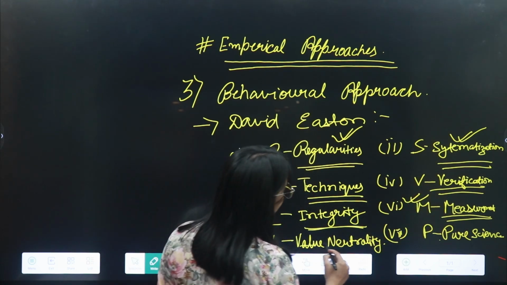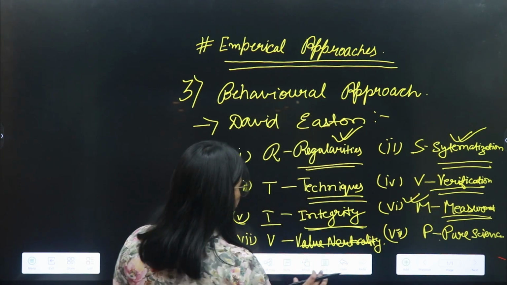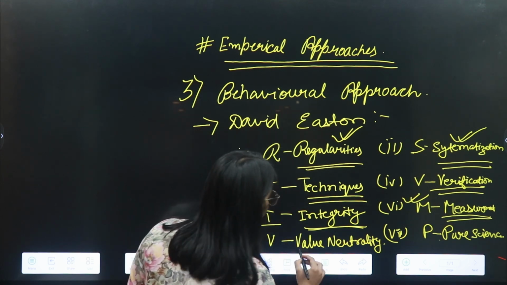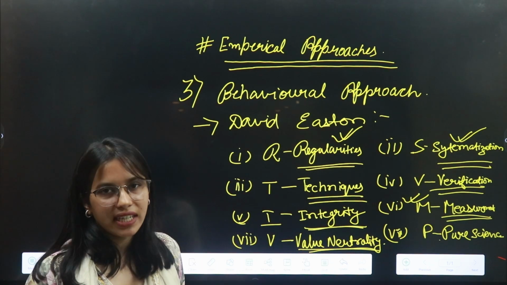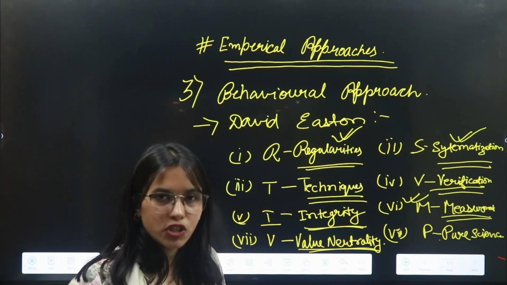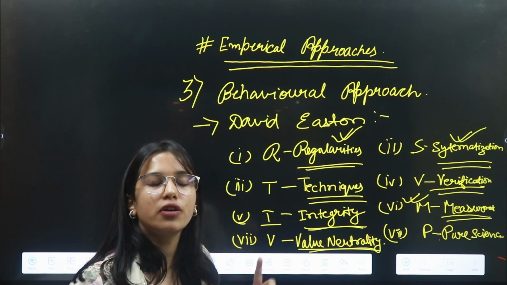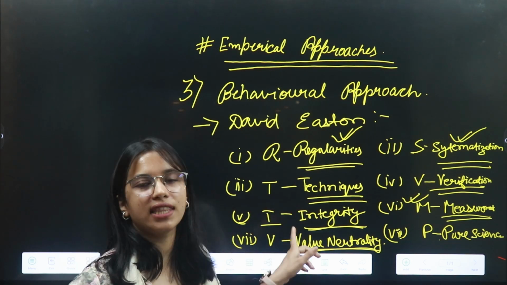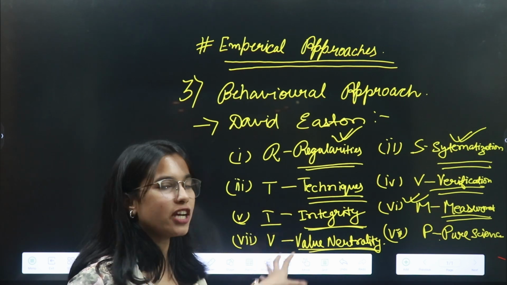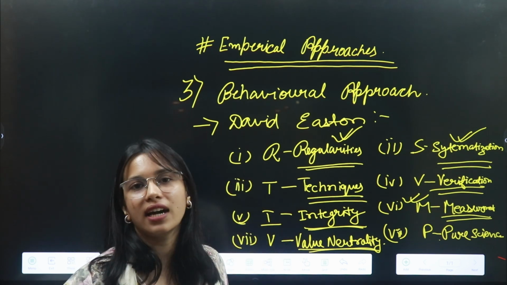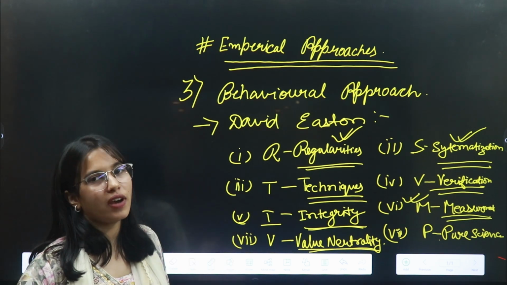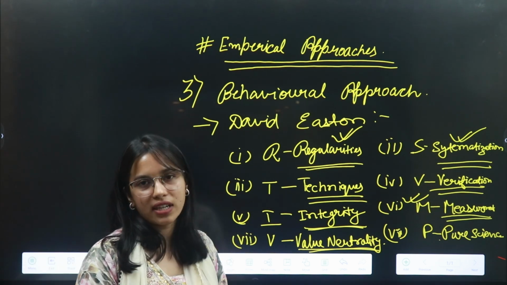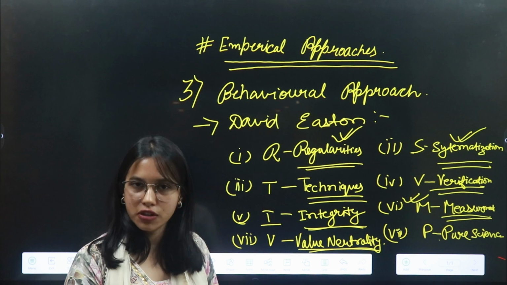Then there should be value neutrality. By value neutrality, we mean that the political scientist who is studying any topic through the behavioral approach should not apply their values or ethics in the field of study. The data should be presented as it is collected. There should not be any kind of value added by the political scientist or by the researcher.